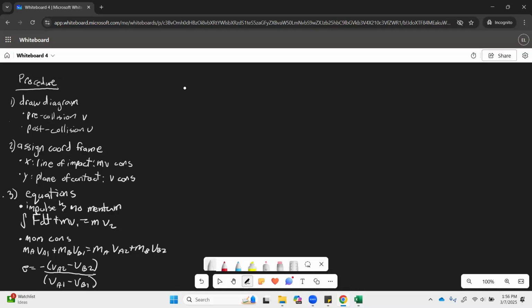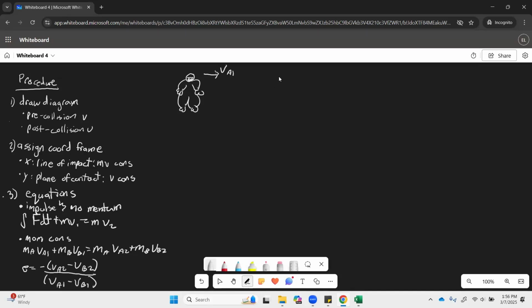This will be a plastic collision. We'll say two football players are tackling each other. So let's say we've got a football player here, and this football player is running towards the other one with speed VA1.